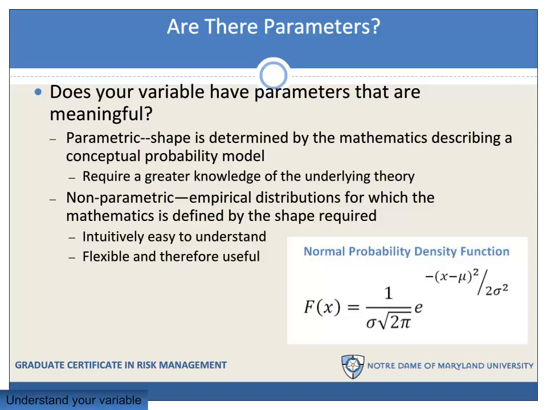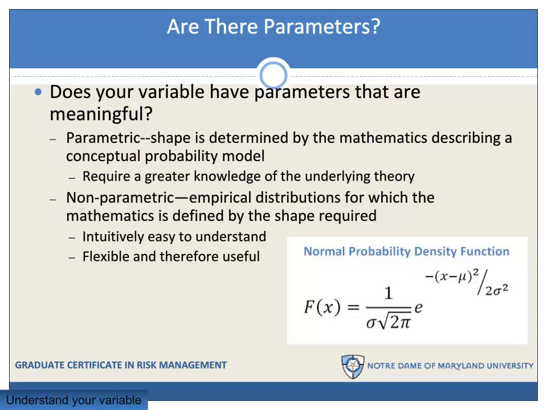As you move through your risk assessment career and look at more complex probability distributions, you'll see that there are parameters that you don't have any good intuition for. Alpha 1 and alpha 2 and betas and things of that nature. So we want to know if our variable has parameters that are meaningful.